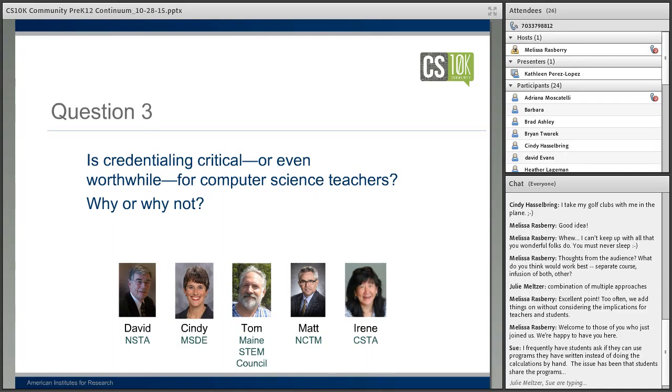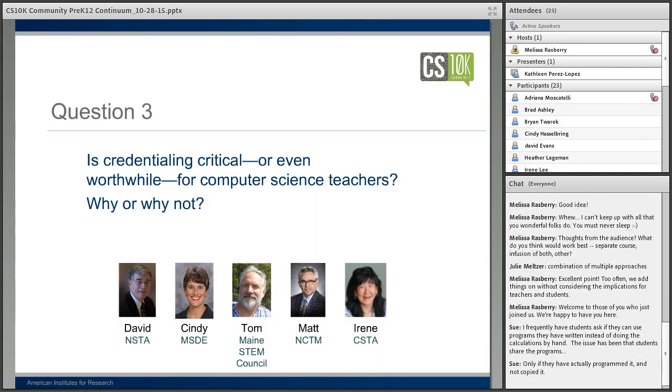Is credentialing critical or even worthwhile for computer science teachers? Does it take up too much time, too much resources? Why or why not, in your opinion? And Tom, I know you have some thoughts on this. Yeah, let me at least kick this off.